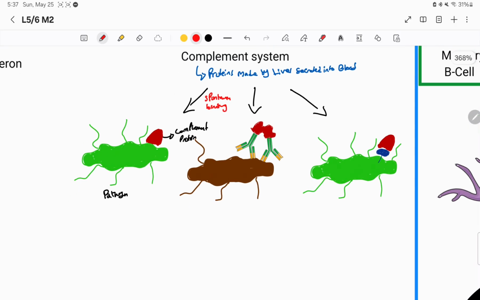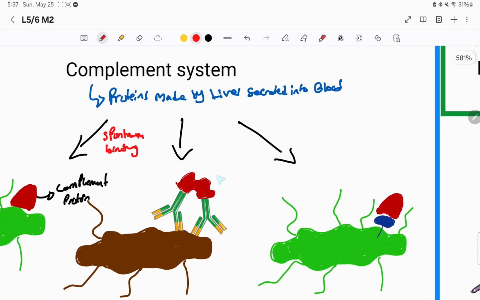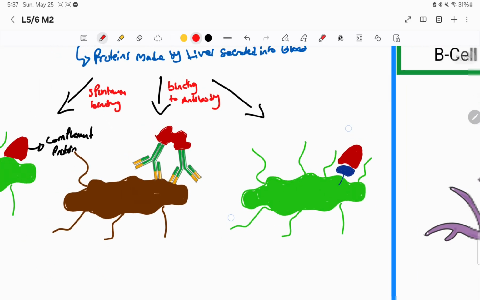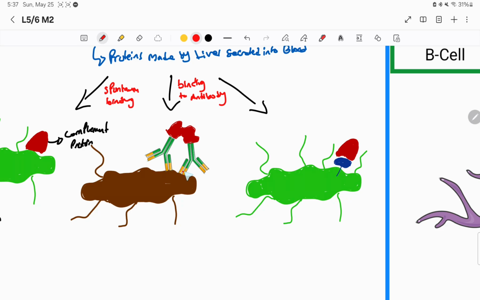The second way of activating it, which is, by the way, the slowest, is binding to an antibody. Okay? So remember that our plasma cells will make antibodies, and these antibodies like to go and bind to the surface of these pathogens to neutralize them. And again, we'll talk about the functions of an antibody in a second, and you'll understand why they're doing this. But for now, just realize that they like to do this to neutralize the pathogen so that it doesn't cause us any harm.